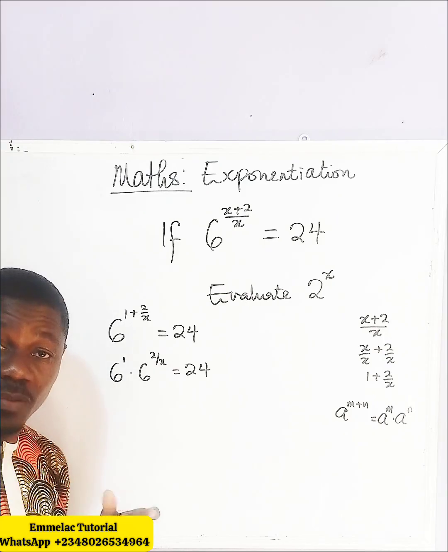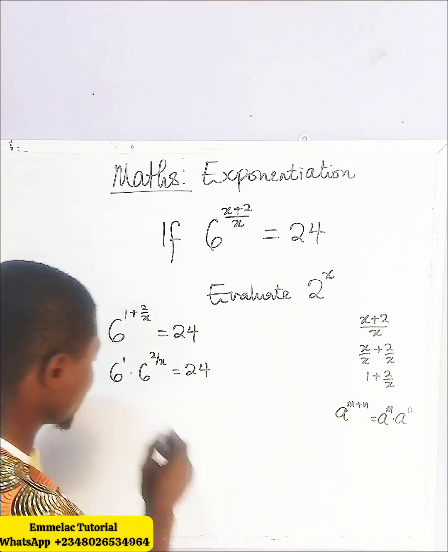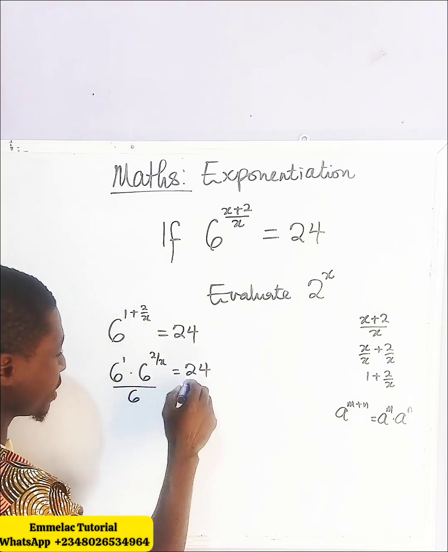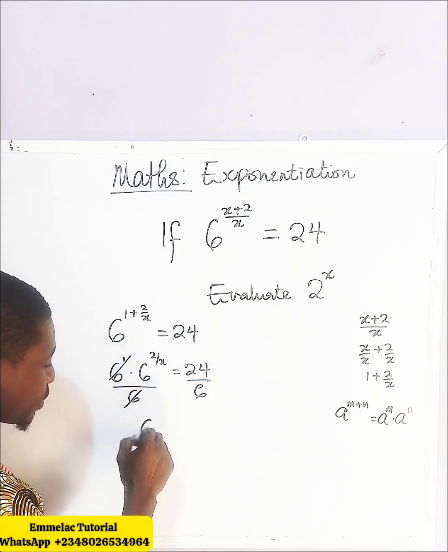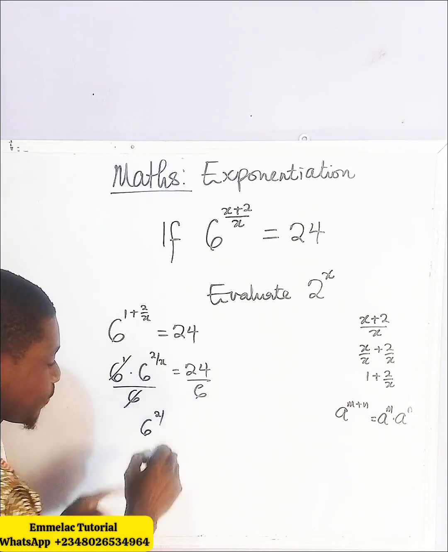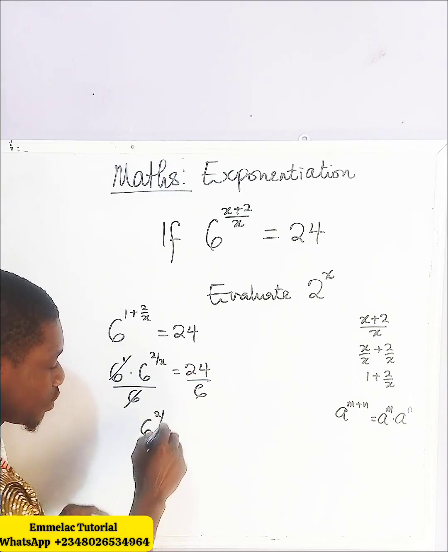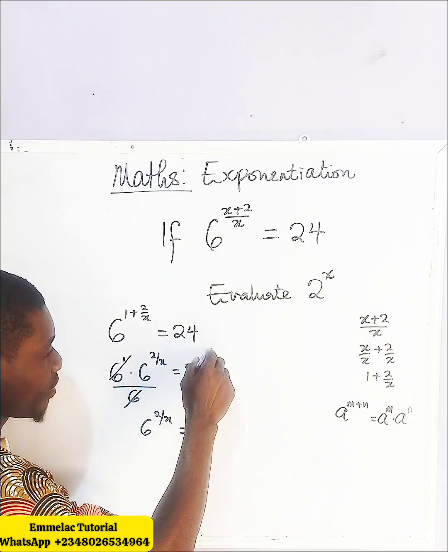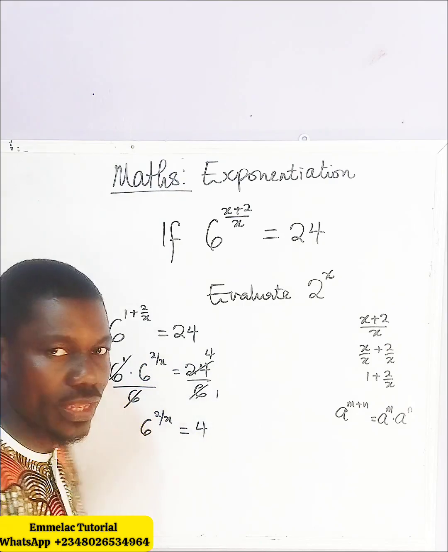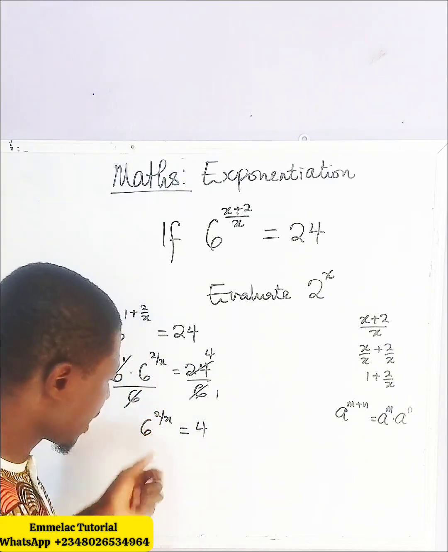So at this point we can divide both sides by 6. Dividing both sides by 6, we are left with 6 raised to the power of 2/x equals 4, since 24 divided by 6 is 4. Now let us do this.